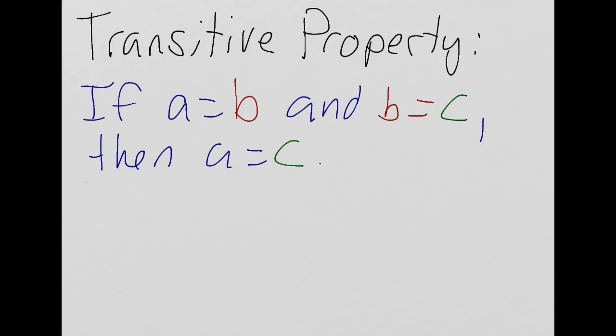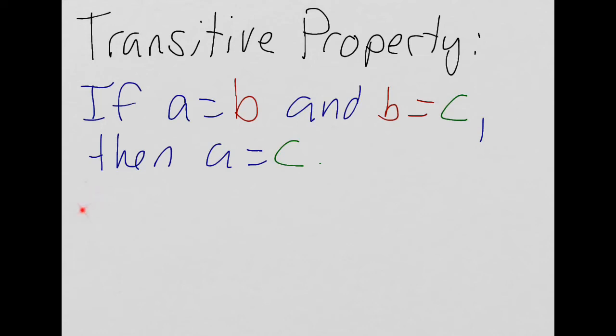And the transitive property. So this is really similar to our law of syllogism that we looked at in our deductive reasoning section. So what this says, if A equals B and B equals C, then we know that A equals C. Let's take a look at an example of this.